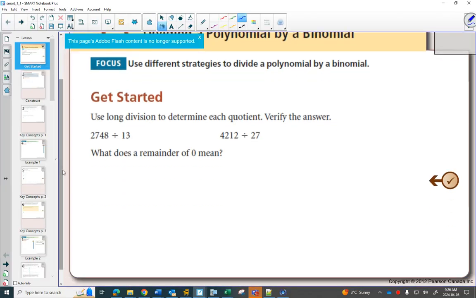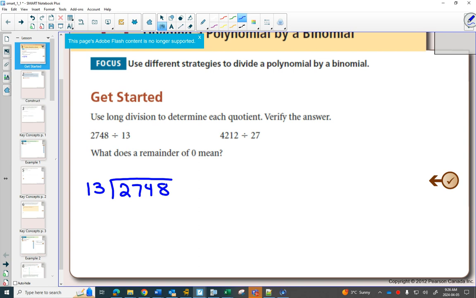Now, there are many different ways to divide. One of the ways that you may have been taught is long division. The way you would set up long division, if you want to divide 2748, is you make a symbol almost like a square root sign, but a little bit different, it doesn't have a little tiny thing here. So it's a tiny bit different. And you would write 13 on the outside.